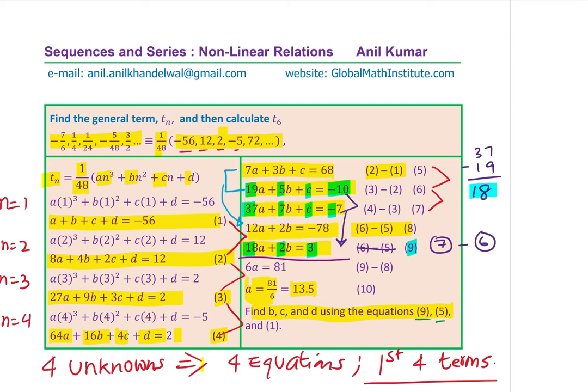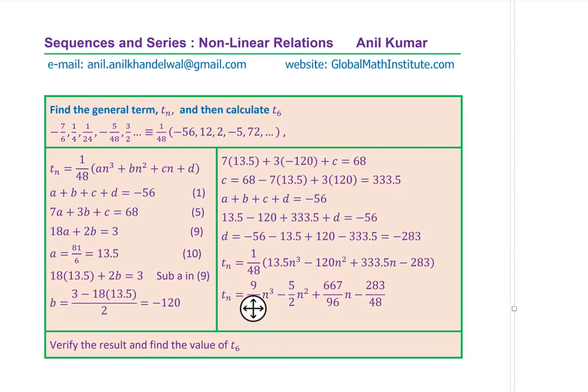Equation number 9, which is 18a plus 2b. If I substitute the value of a here, I could calculate b, right? And equation 5, which has a, b, and c in it, I'm substituting the known values of a and b to find the value of c. And to get the value of d, the best equation to use, the simplest one, right, is our equation number 1 itself, the sum of a, b, c, d is minus 56. Correct? So let's continue with this. You can actually pause the video and find all these unknowns yourself.